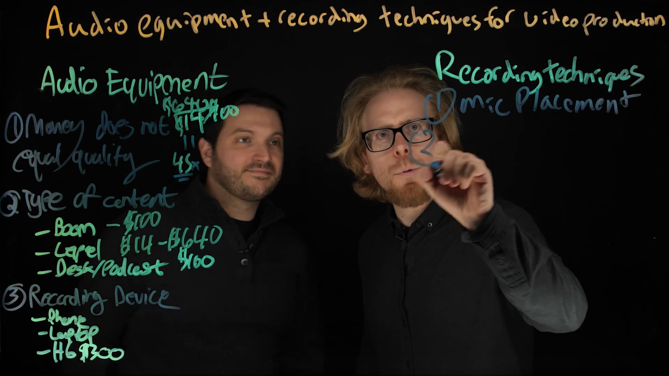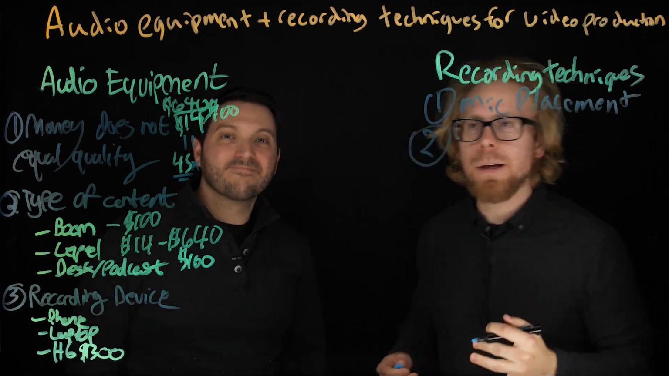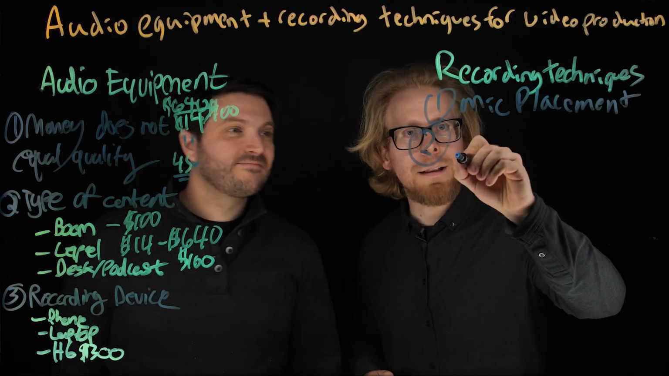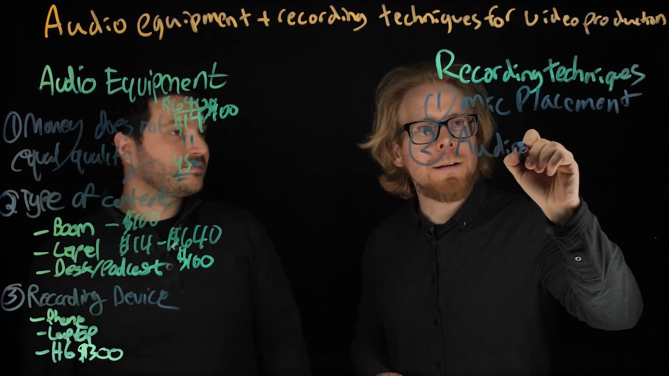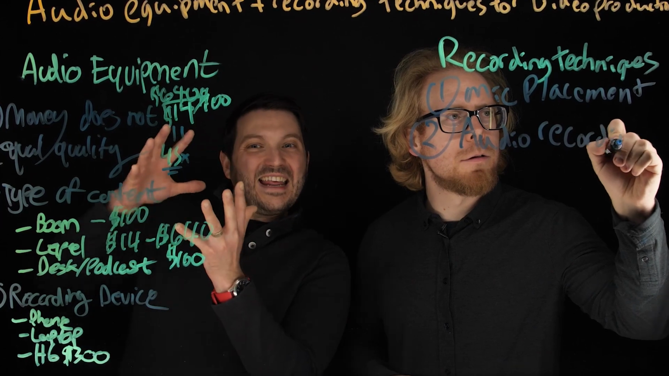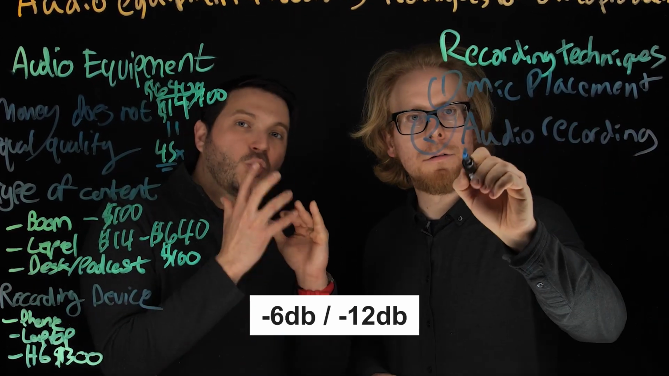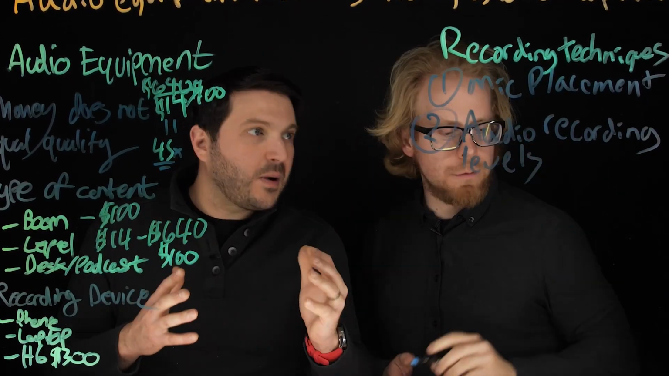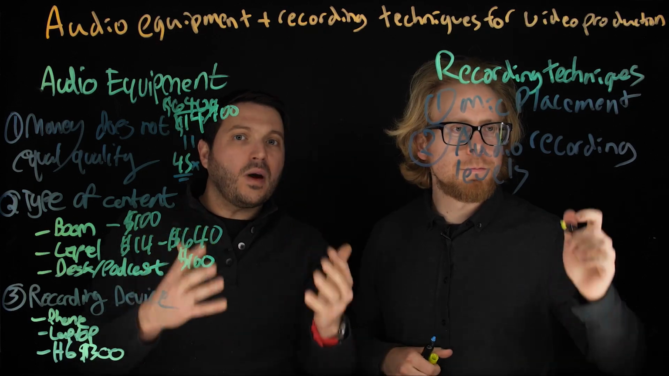Exactly. So the next point, and this kind of fits into mic placement, is audio recording levels. So audio recording levels should be what, Hector? Audio recording levels need to be from -6 to -12. That is the sweet spot. Now, a recording level, very quickly.